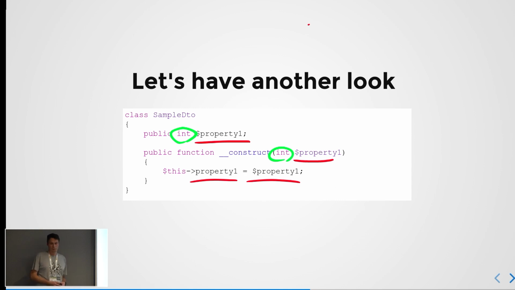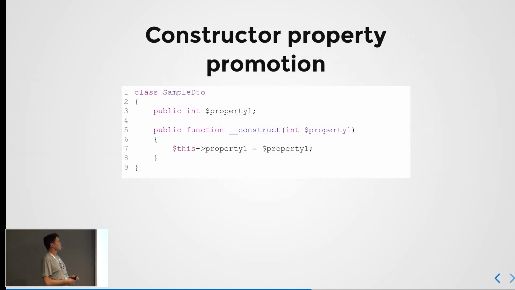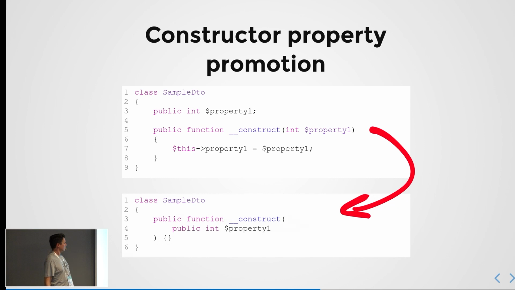So this is not really efficient, and I think this is what the PHP people also thought. What we can do now is a really cool thing, which is called constructor property promotion. What we basically do is move the visibility definition and the type into the, I knew I would struggle here, into the initialization of the constructor.